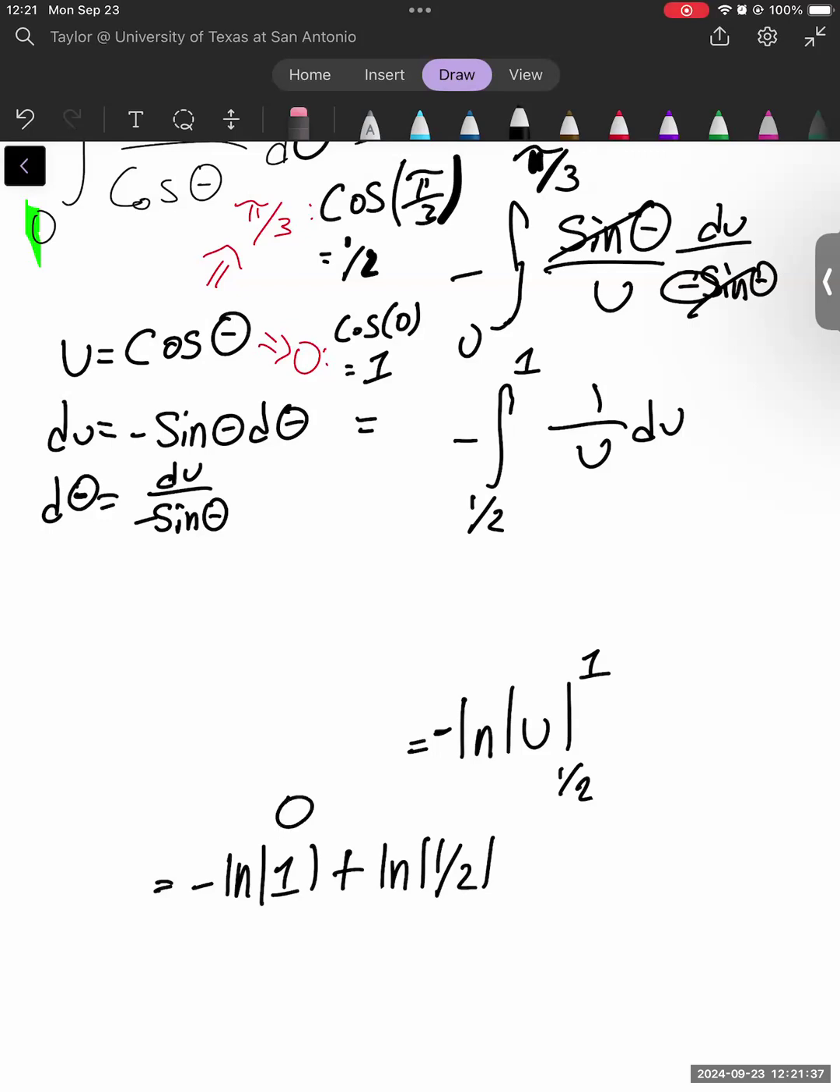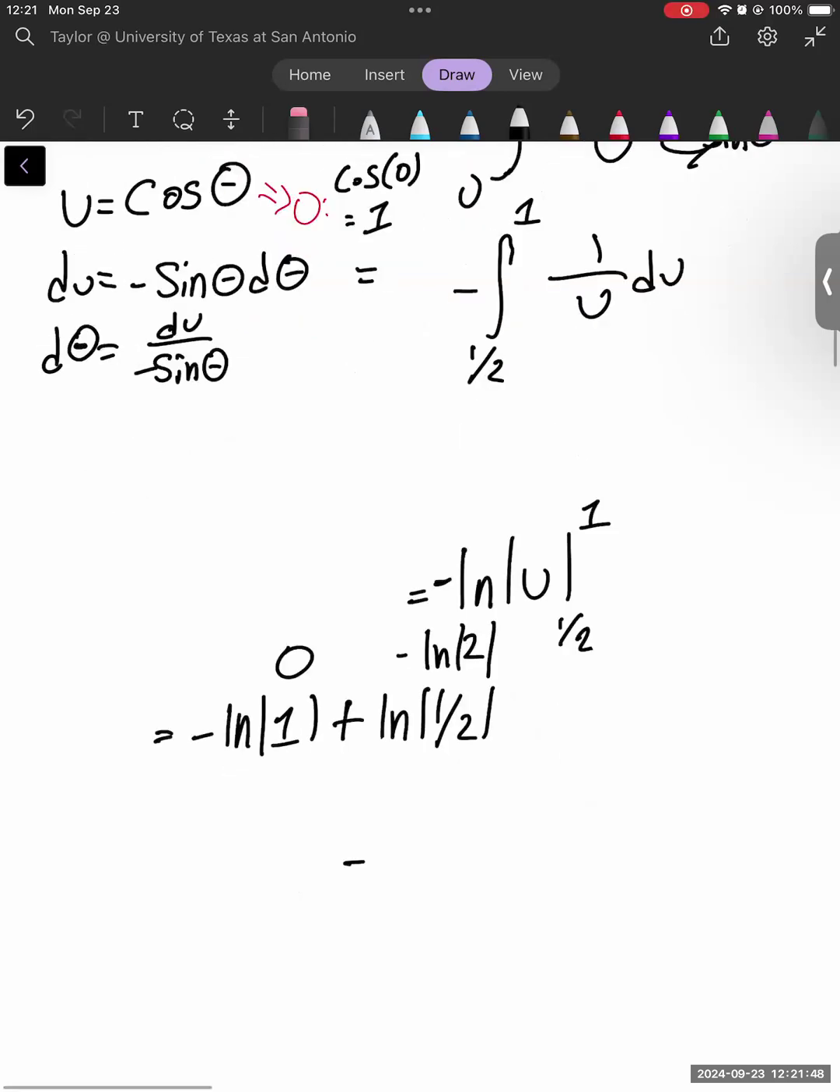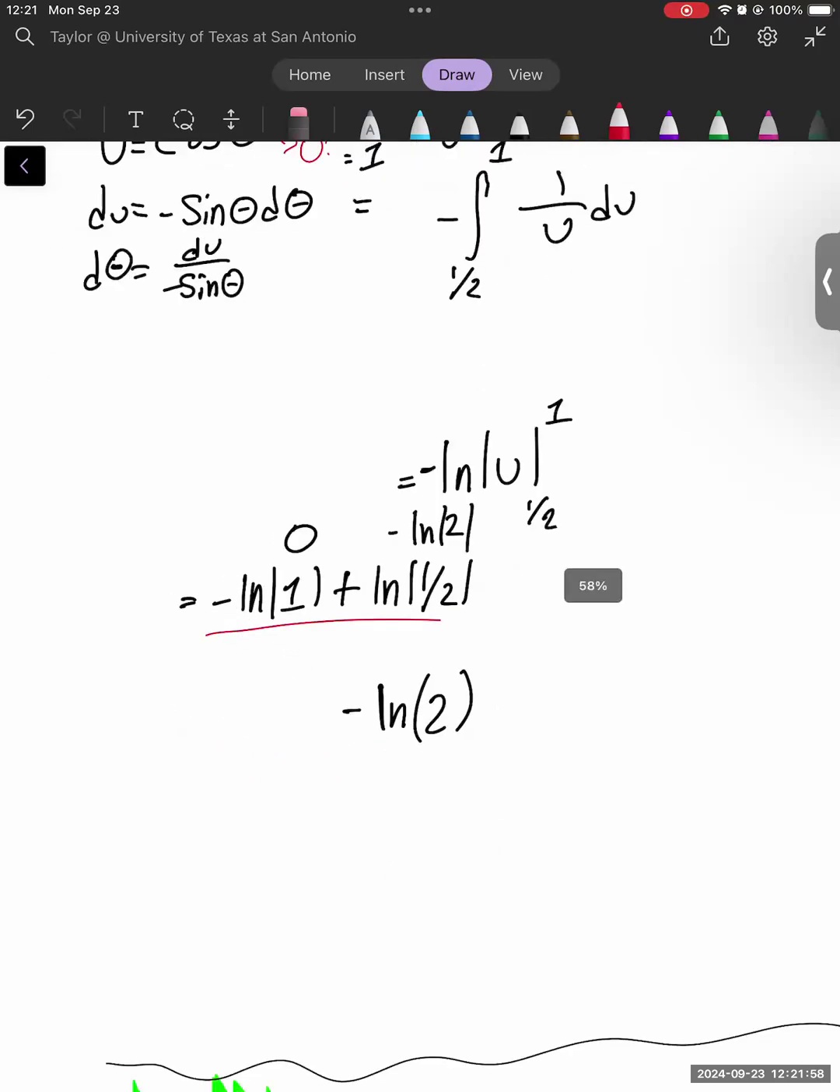This is 0. This is the negative natural log of 2. And so negative natural log of 2. So then the answer would actually just be negative ln of 2. But this is perfectly fine, and this will be accepted on y'all's test, from what I understand.